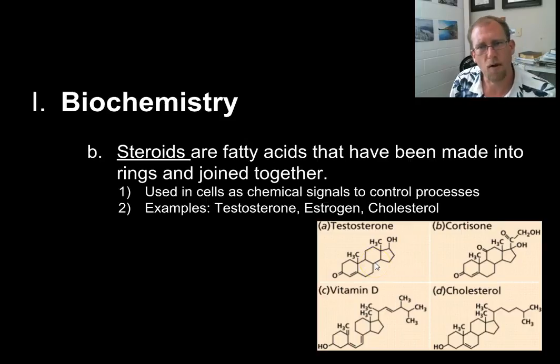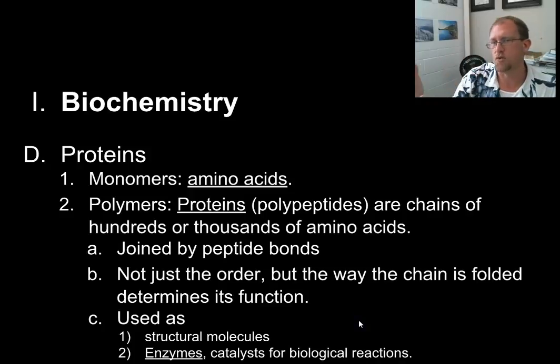So it's not so long a molecule anymore because it's been turned into a bunch of loops. But this would be cortisone. This is cholesterol. That's a bad steroid. This is vitamin D. This is testosterone. So all of these are steroids that are fat molecules that have been woven into a unique shape that bears a message around the body.